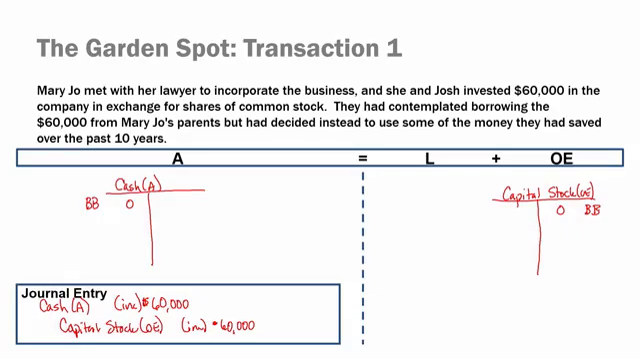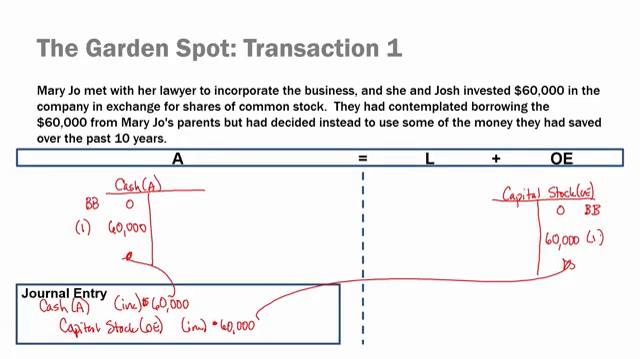Let's post the journal entry to the T accounts. We need to make a left side entry to the cash T account for $60,000. I'm going to put a 1 beside that entry to note that it was associated with transaction 1. We need to put a right side entry into the capital stock T account. And of course, I've also included a 1 beside that entry to denote that it was associated with transaction 1.